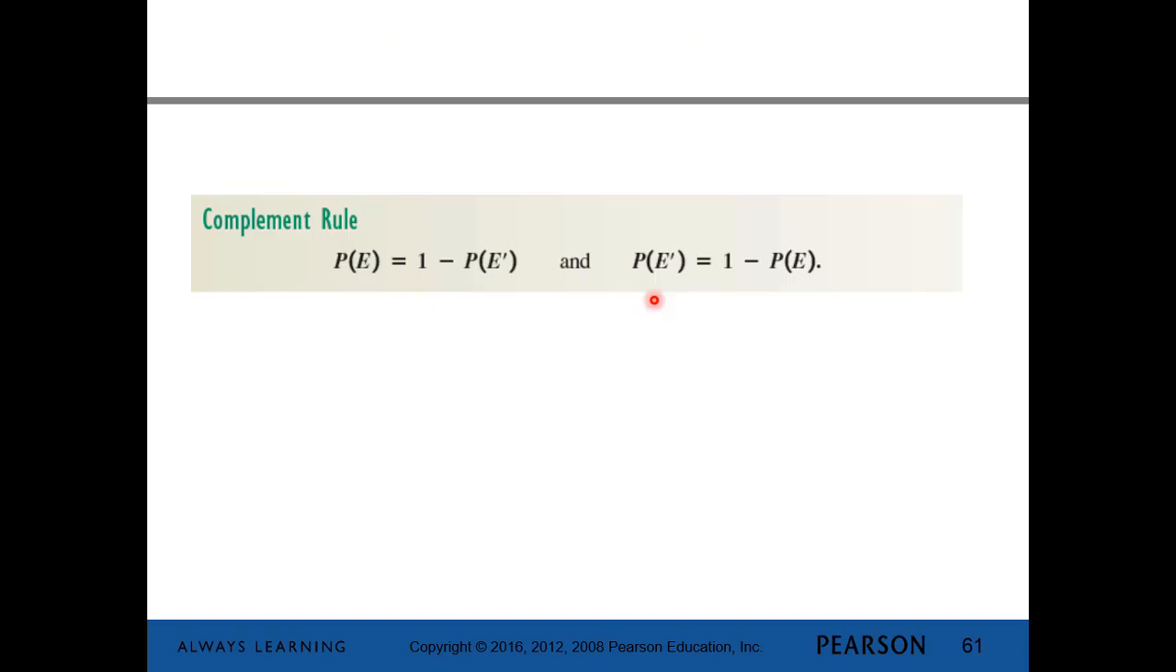Now, the next rule is the complement rule. The complement rule comes directly from the fact that all of the probabilities in a sample space must add up to 1. Okay, the probability of the sample space must be 1.